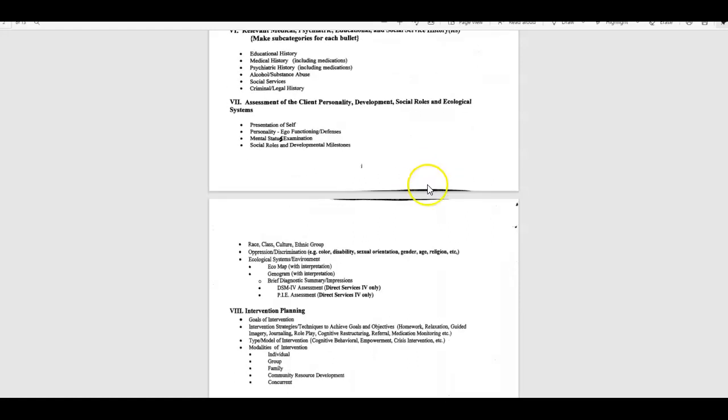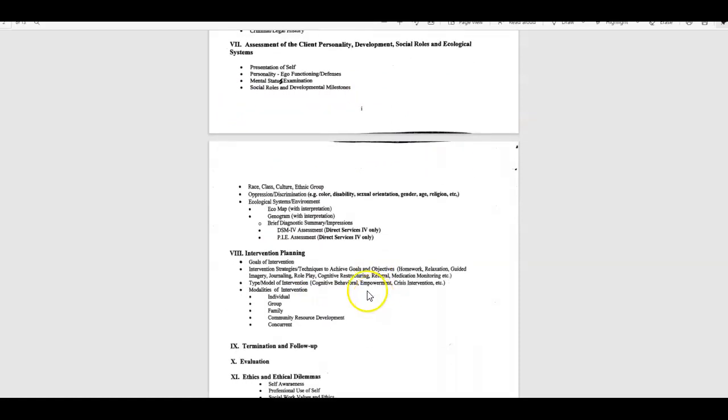Again, assessment of client personality, development, social roles, and ecological systems. You want to make sure you have that heading as well, including with all these subheadings covered, okay? Here, please understand that when this guide was created, the DSM-4 was out. We're looking at DSM-5, okay? So again, the DSM-4 is listed here, but we're looking at the DSM-5.